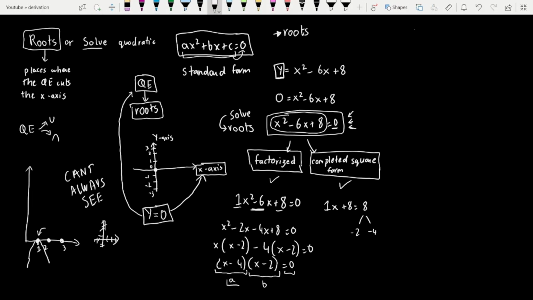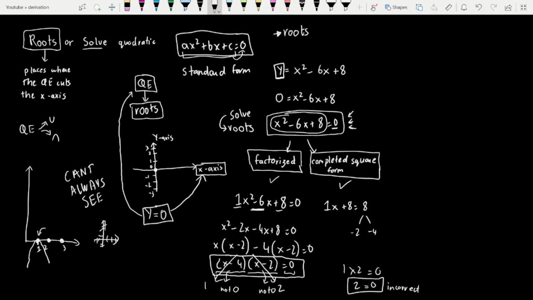And since this thing is A and this thing is B, that means that either x minus 4 has to be equal to 0 or x minus 2 has to be equal to 0 so that this entire thing remains true. Because if this is not 0 and this is not 0, then I'm going to get some other answer. Let's say this entire thing is 1, let's say this entire thing is 2, and then I multiply 1 multiplied by 2 is equal to 0. I'm going to get 2 equals 0. This is not going to be correct. This is incorrect. So I hope you understood what I just explained.